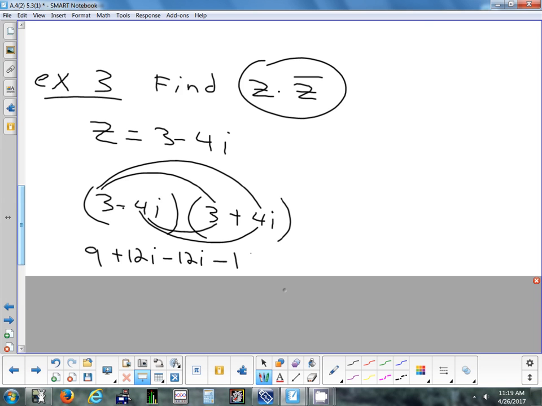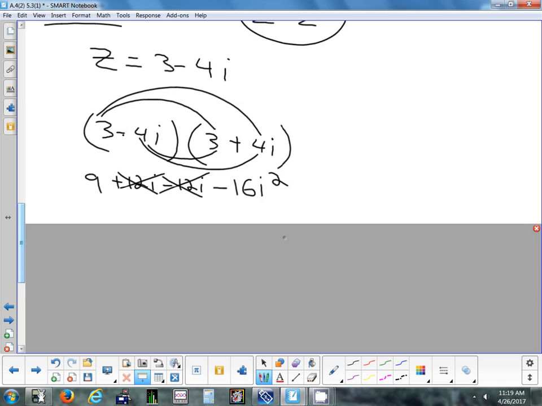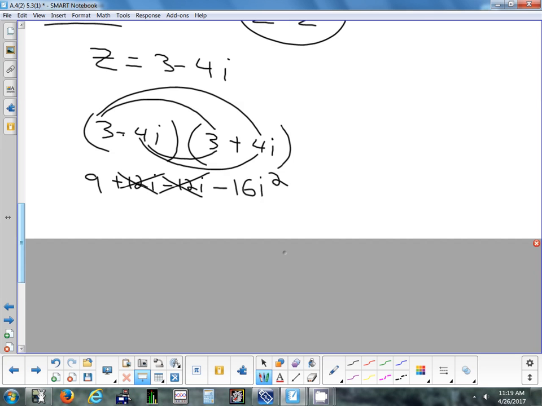16, a little bit more, I squared. Yep. Okay, so positive 12i, negative 12i, that's gone. So the i's disappear from the middle, and what's going to happen to that I squared next to the 16? It turns into negative 1.